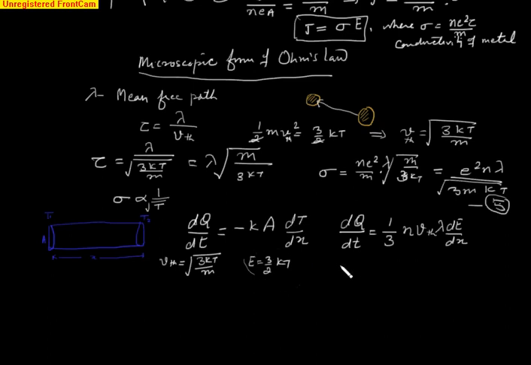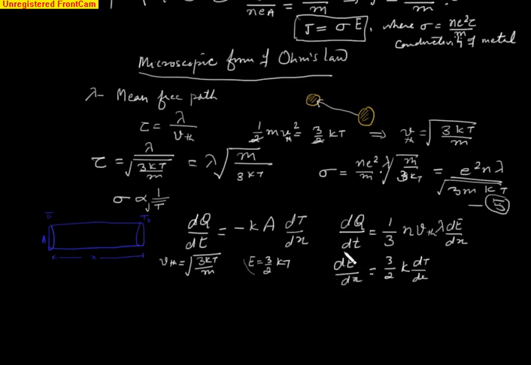Now if we differentiate this equation, then we will get dE divided by dx is equal to 3 by 2 k times dT over dx. That means it gives me the temperature gradient, it gives me the energy gradient. In this equation we have the energy gradient, in this equation we have the temperature gradient.